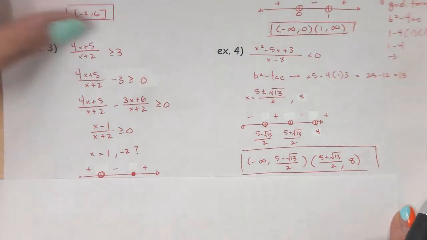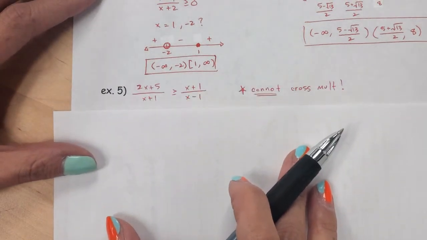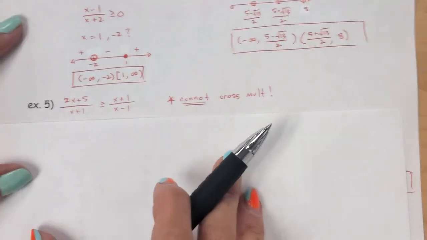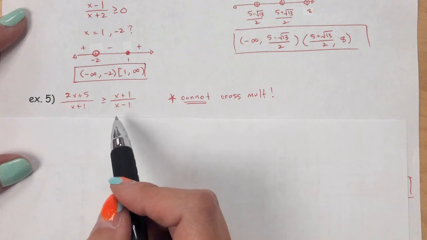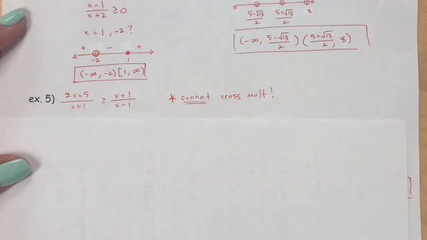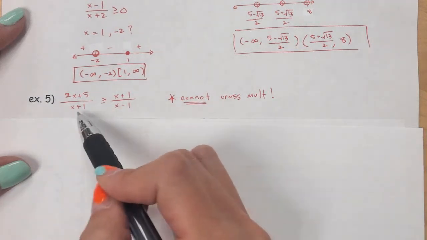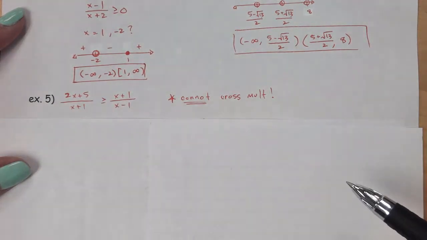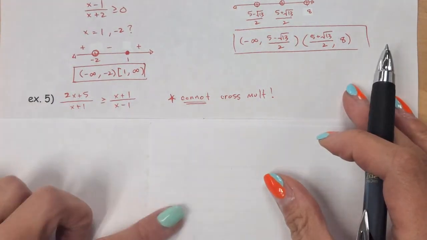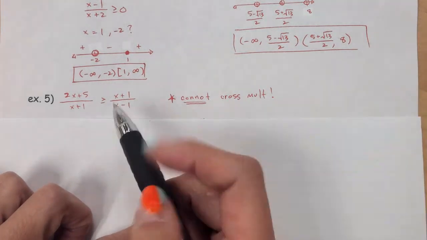So last one on the notes. Okay. Number 5. So I gave you this hint right here, but you cannot cross multiply. You cannot cross multiply. How come? Because you don't know what you're multiplying by, and if it's a negative, it's going to mess with your symbol. Okay? So instead, what are you going to do?